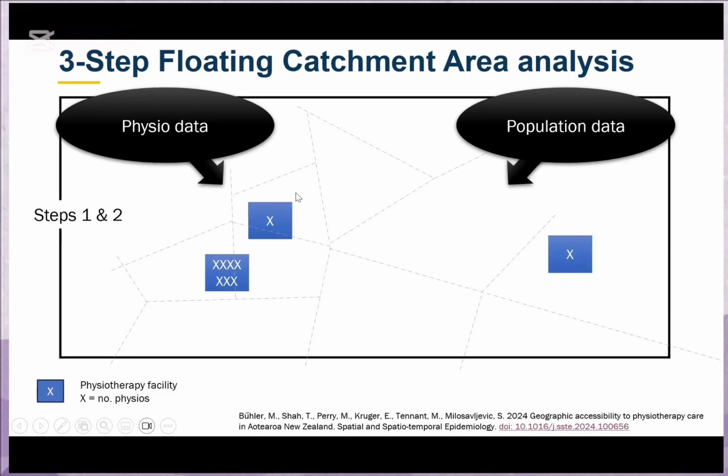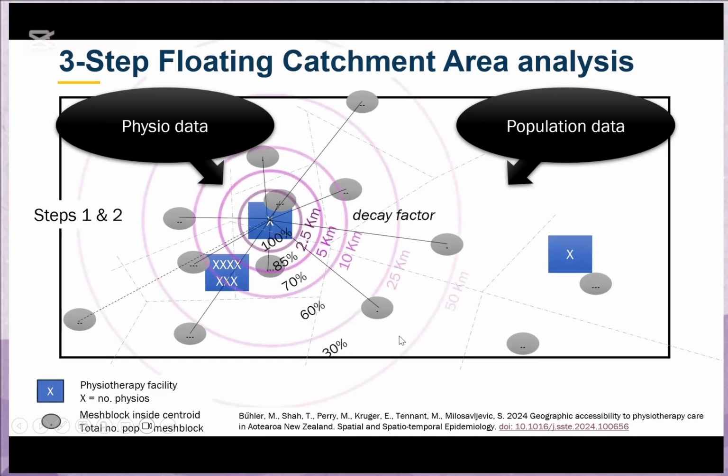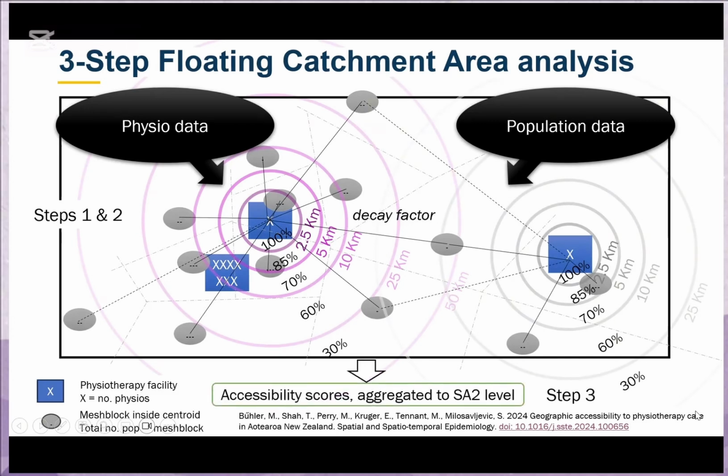So just to illustrate that a little bit more in these methods, in steps 1 and 2, the facility locations with practitioner head counts are identified. Then the census mesh blocks, these usually have about 200 to 300 people within them, are identified, and practitioner to population ratios calculated for each of these mesh blocks. Then the distances are calculated and the distance weightings or decay factor applied, and this is then repeated for every facility and every mesh block. And this produces accessibility scores, or the weighted practitioner to population ratio for each mesh block. And in step 3, it's aggregated up to an SA2 level, which is around 1 to 2,000 people.